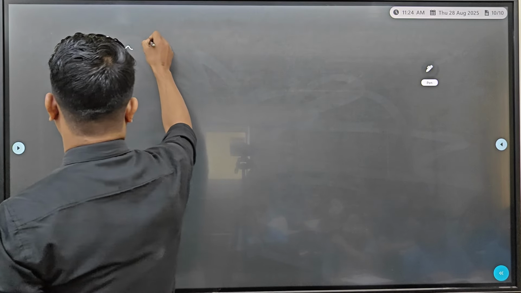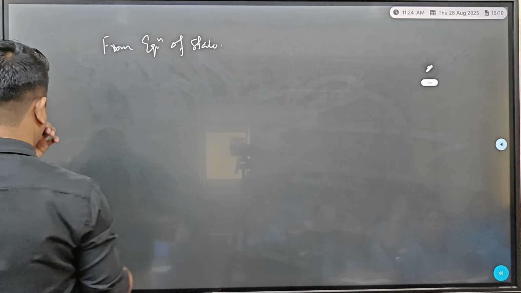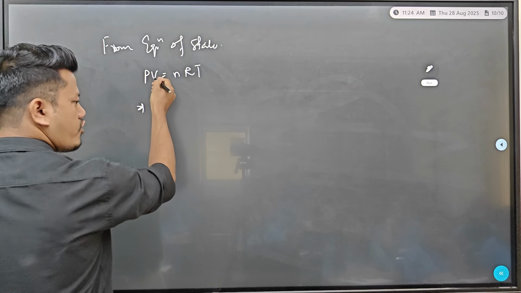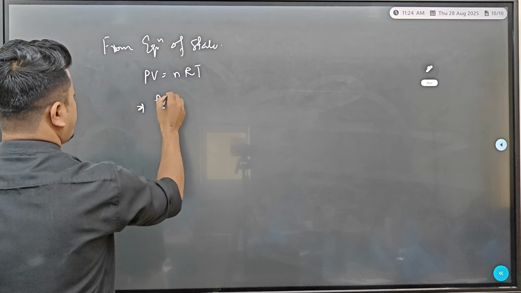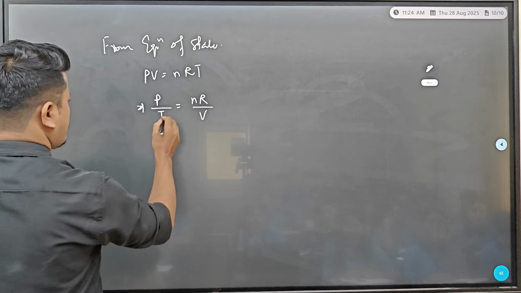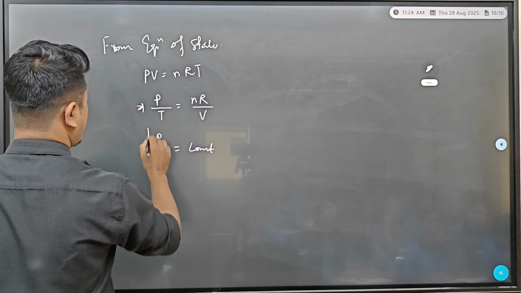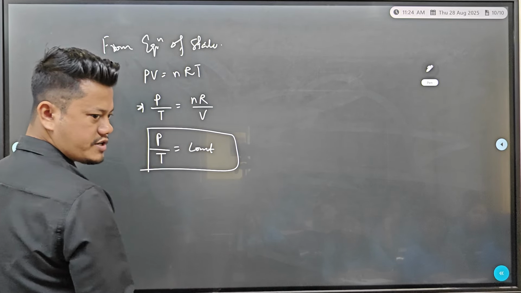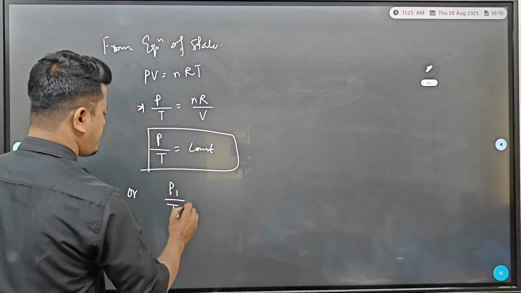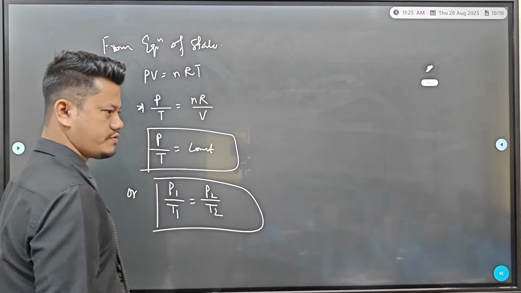So from the equation of state, what was the equation of state? PV equal to nRT. Volume is constant. I'm just keeping P over here and bringing T towards the left hand side. Can I write nR by V? Since volume is constant, P by T should remain constant. This is the equation of isochoric. Or for initial and final state, can I write P1 by T1 equal to P2 by T2? Yes or no?